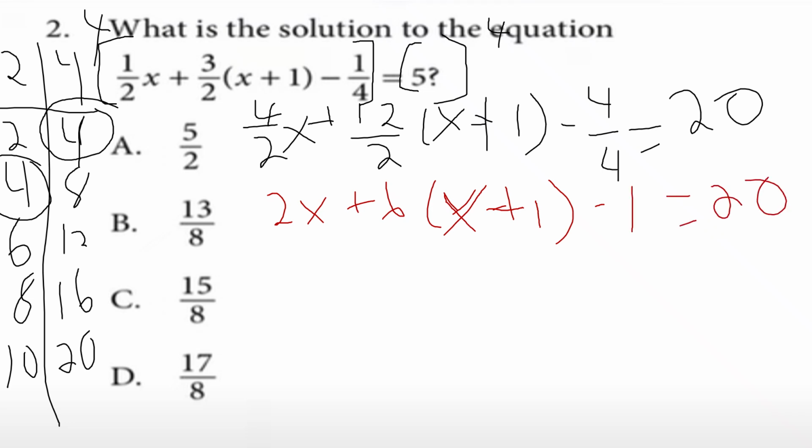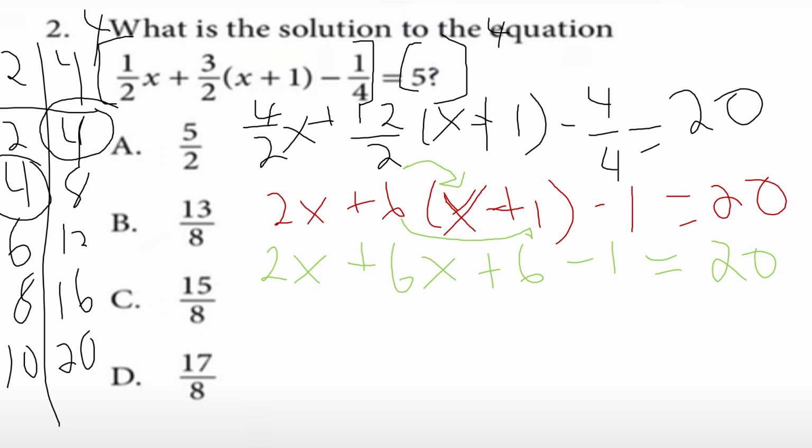Then we're going to get rid of the parentheses. To get rid of the parentheses, we are going to write 2x here because that stays the same, plus 6 times x, and then 6 times 1. So 6 times x is 6x, plus 6, minus 1 equals 20.